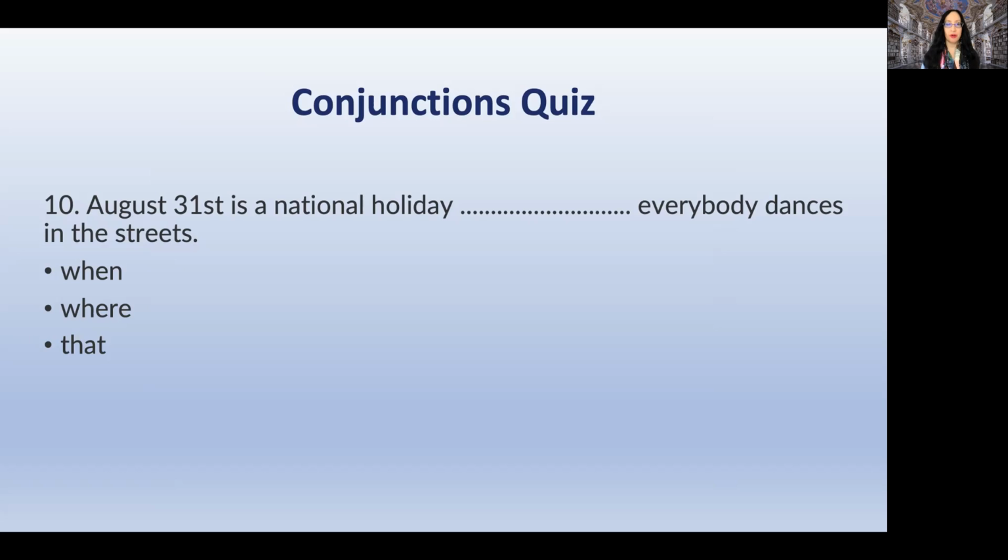Let's repeat together. August 31st is a national holiday when everybody dances in the streets. August 31st is a national holiday where everybody dances in the streets. August 31st is a national holiday that everybody dances in the streets. Whew, this is tough, right? So what answer did you pick?